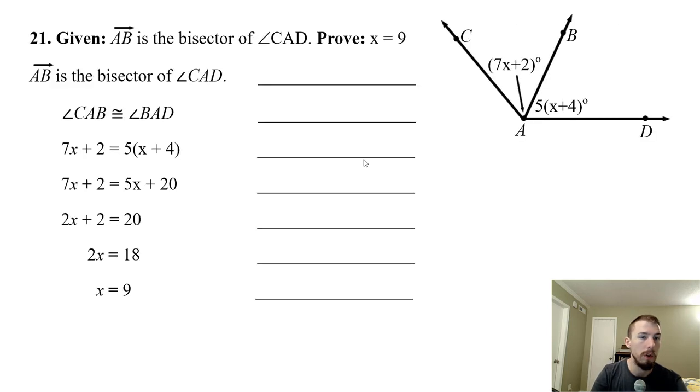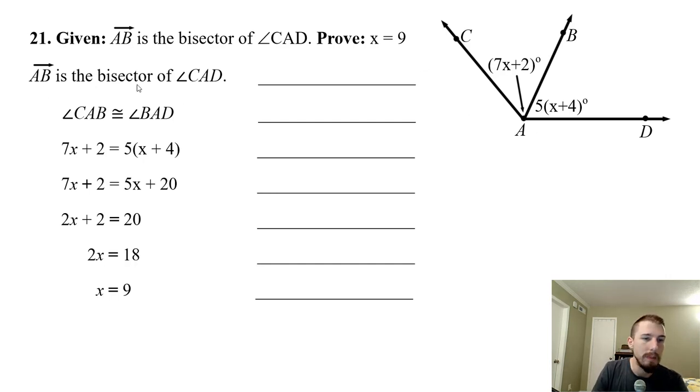Number 21. It says, given AB is the bisector of angle CAD, prove that x is equal to 9. Oftentimes when we do a proof, it's called a two-column proof. So we have our statements on the left and our justifications, or our reasoning, on the right. The first time, they often restate whatever was given, so that's the information that we have, and notice there's a diagram that goes with it.